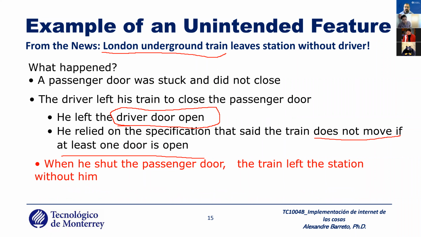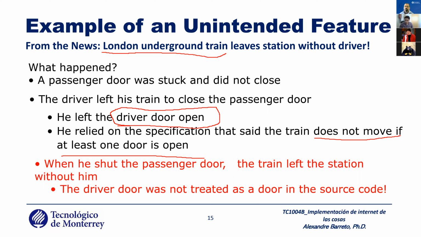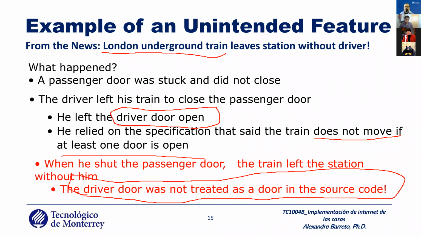What happened? The train left the station without the driver because the driver door was not treated as a door in the source code. The driver door does not have any sensor that identifies whether it is open or closed. It's not an ambiguous requirement.